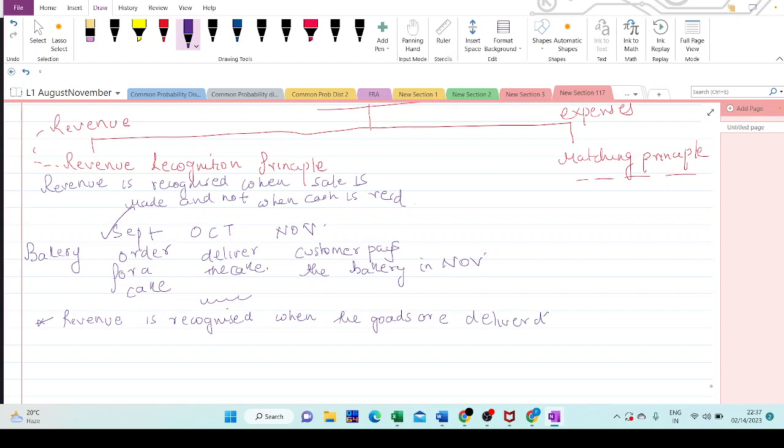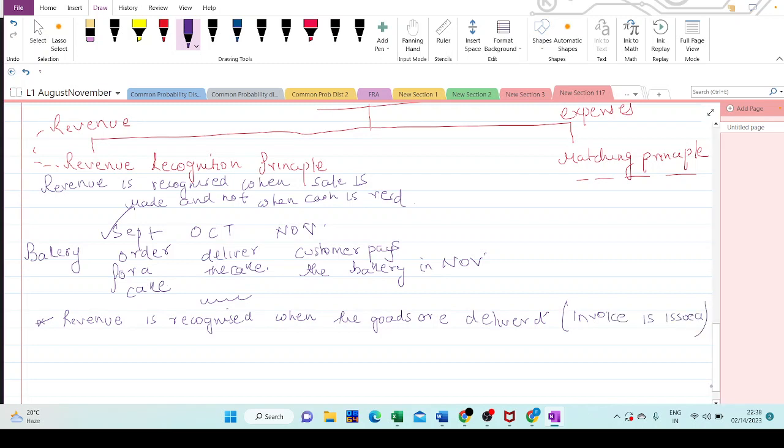So, guys, basically understand, when will you issue an invoice for this cake? When will the bakery issue the invoice? When it receives the order, or when it delivers the cake? It will issue an invoice only when it delivers the cake, right? So revenue is basically recognized when the goods are delivered or when the invoice is issued, right?